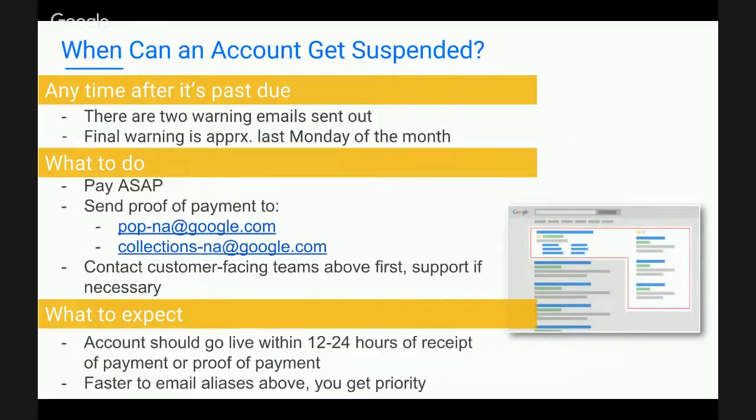If you are paying multiple invoices on one check or wire transfer, first off, don't do it. If you absolutely must do it, you're going to want to send an email to pop-na@google.com, short for Proof of Payment North America, and list out the invoice numbers and the amounts that you want applied to each invoice. You're going to want to do this the day you send in the check or the wire transfer. That way you can make sure that things are applied correctly.